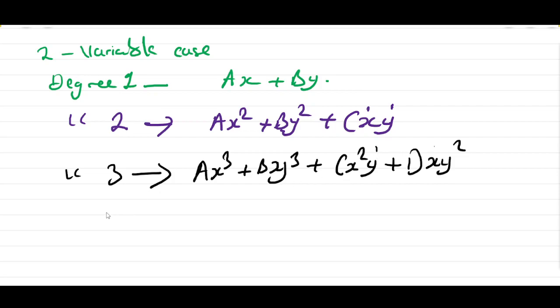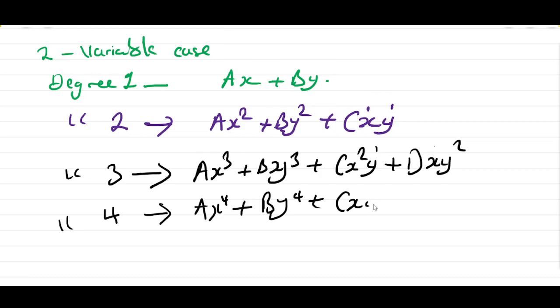And then for the fourth case, what if we have degree 4? Just like before we have x to the fourth power, then we'll have b y to the fourth power, and we'll still continue with cxy cubed. We'll then have dx squared y squared, and then we'll have ex cubed y. Just like the power of x is decreasing and the power of y is increasing, they must all add up to 4 in this case. So this is the two variable case.